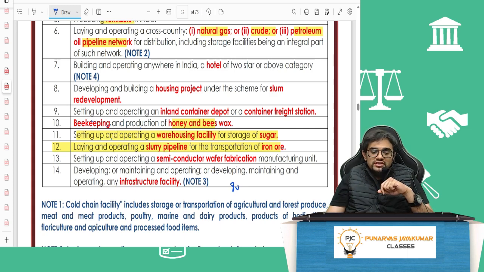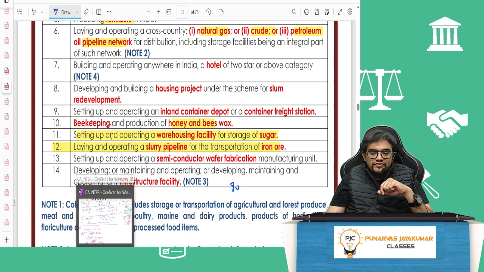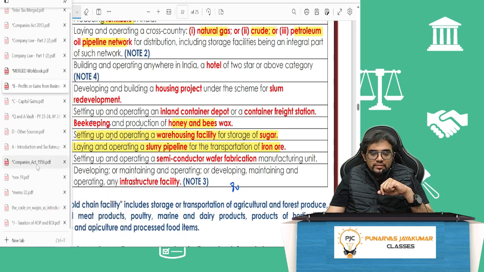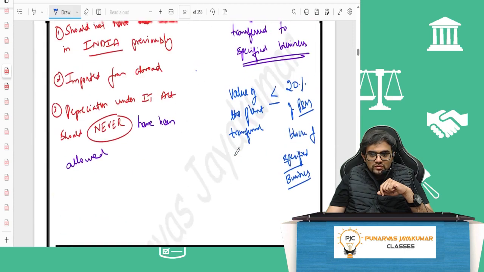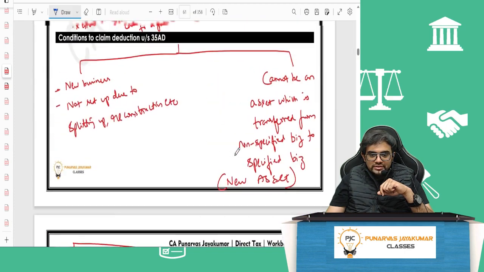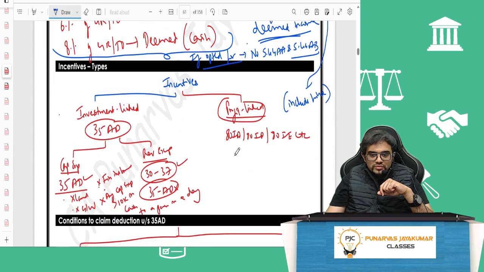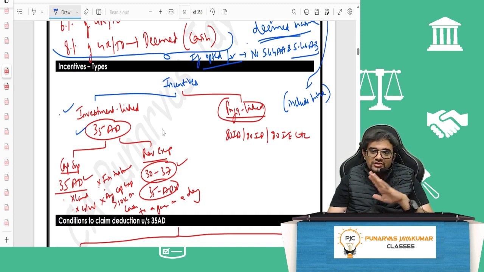So predominantly 35 AD, generally, if you see, let me just put up my CA Final regular batches workbook. This workbook is like a one-stop shop. All the charts are there in this. So incentives is what I'll make you do in class in my regular batch. Incentives, investment linked incentives, 35 AD. In the regular batch, we will sit and do all the Bare Act analysis. Here in the marathon, it is not possible, guys.